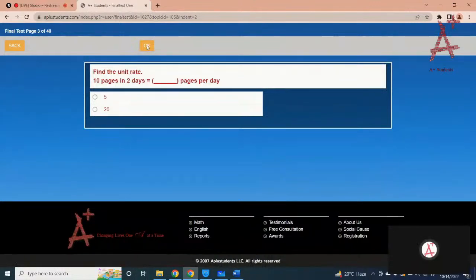Okay, find the unit rate. 10 pages in 2 days. Then how many pages per day?